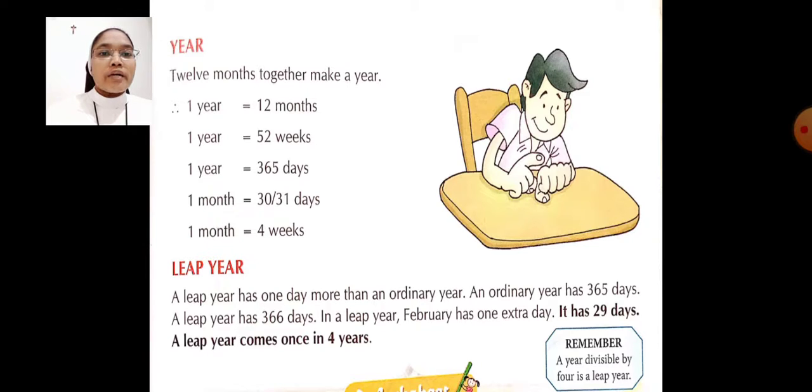In a leap year, February has 1 extra day. It has 29 days. A leap year comes once in 4 years. Dear students, please remember, a leap year comes once in 4 years.